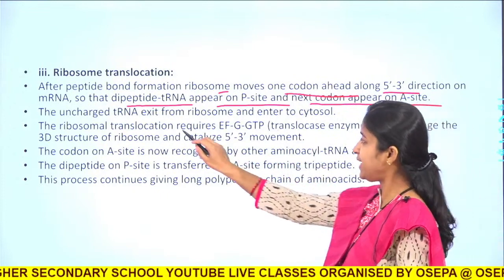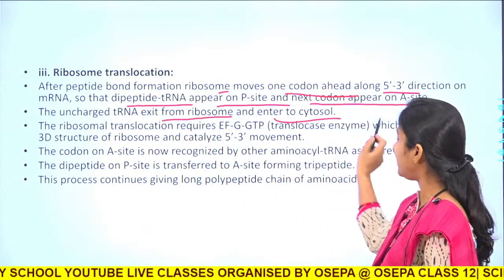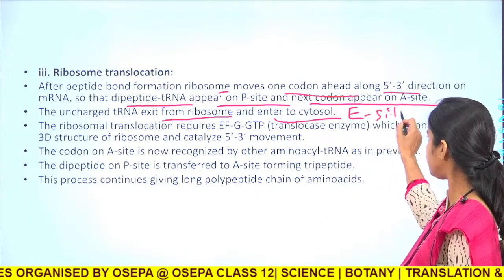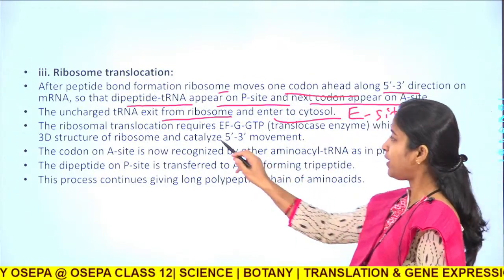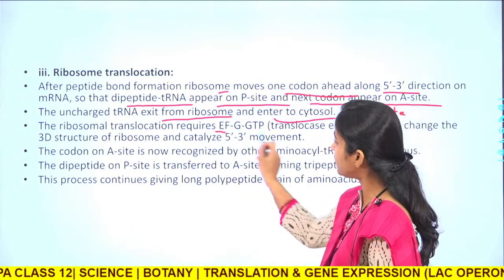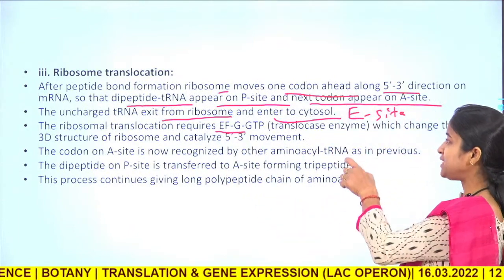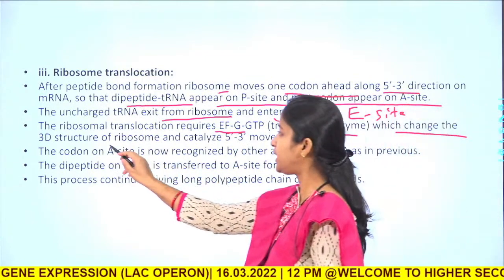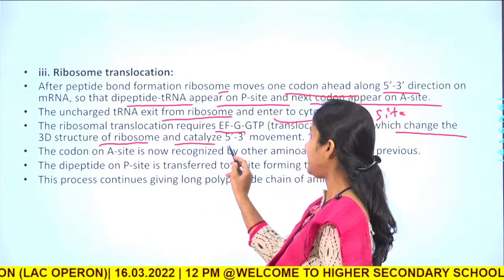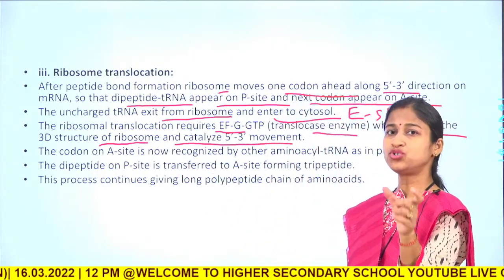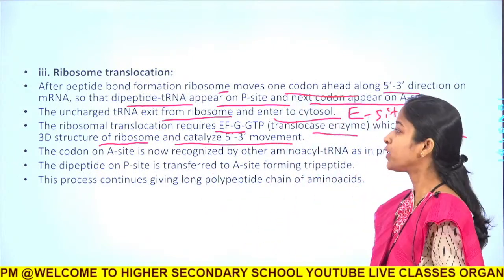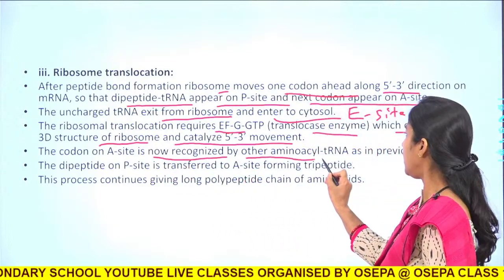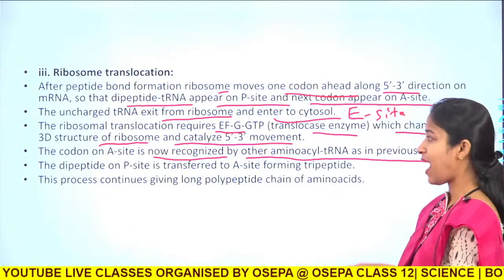The uncharged tRNA exits from the ribosome and enters the cytosol through the E site. Now, ribosomal translocation requires a factor called EFG-GTP translocase enzyme, which changes the 3D structure of the ribosome and catalyzes the 5' to 3' movement. The codon at the A site is now recognized by another amino acid tRNA, as before.